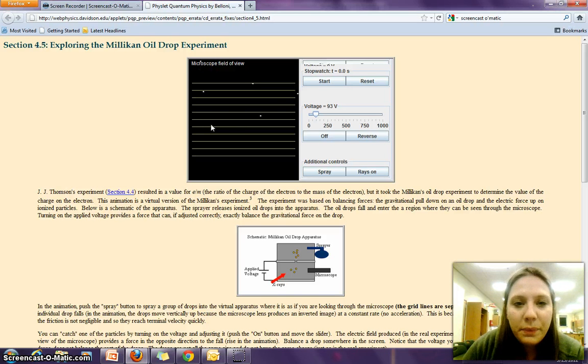Okay, and it's flying a little up. Let me see if I can turn the voltage up a little bit to keep it from moving. So it's suspended there, and it's in equilibrium. So in this case, gravity is equal to the electrical force.